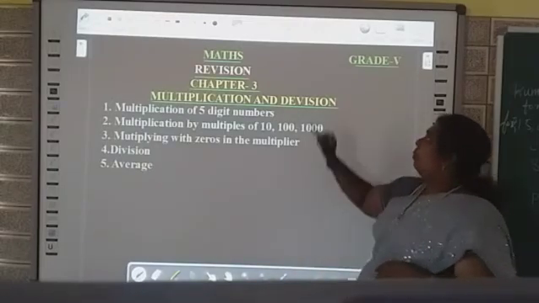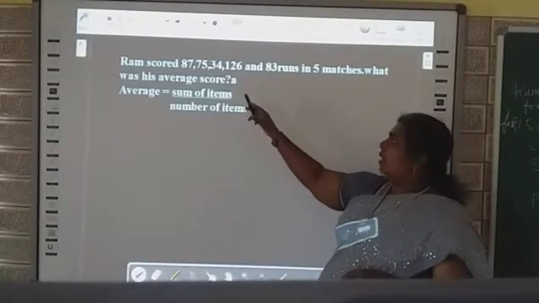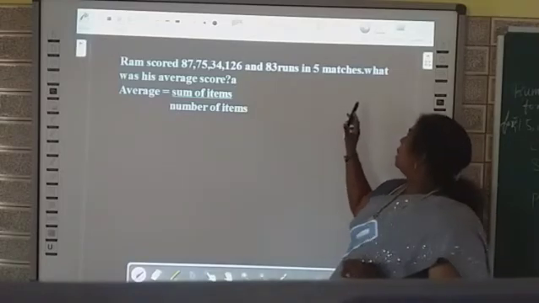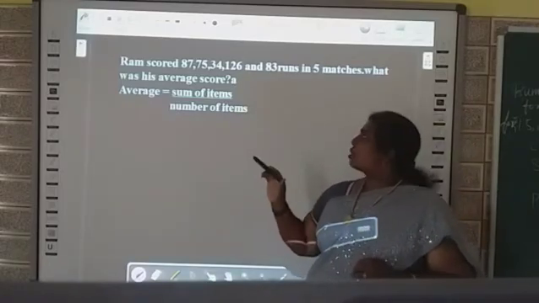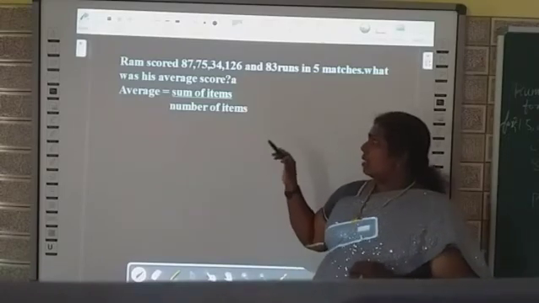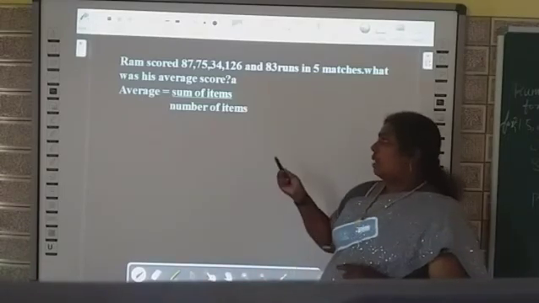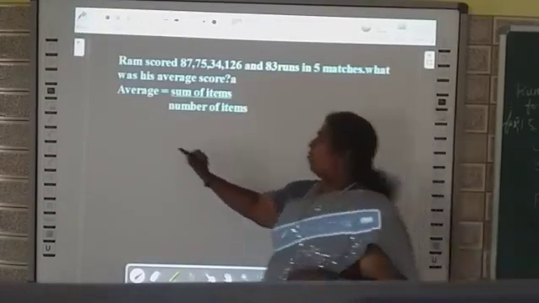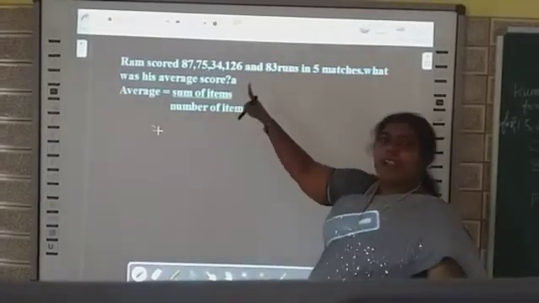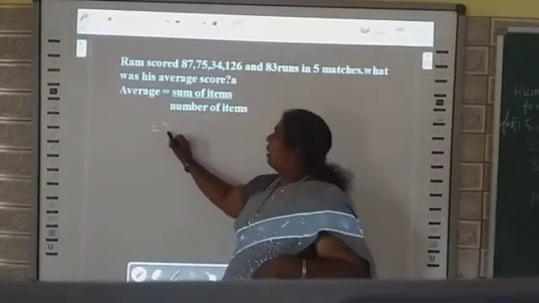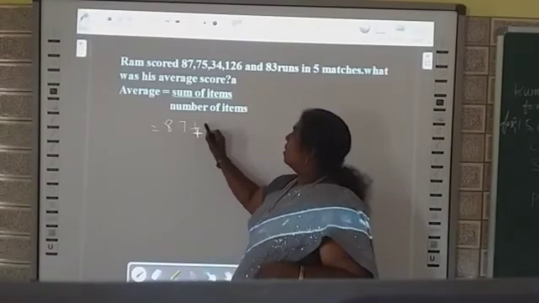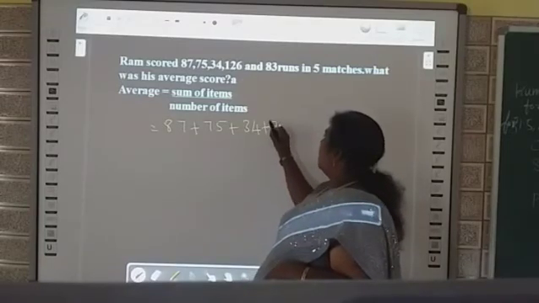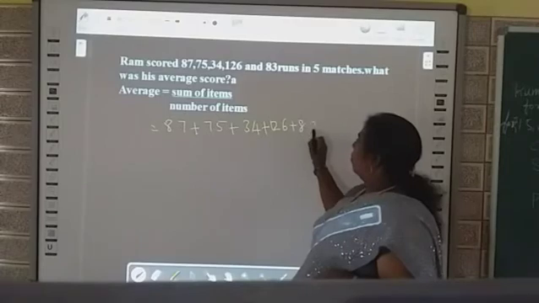Okay. So this is the example. Transport 87, 75, 34, 126 and 83 runs in 5 matches. What was his average score? So the formula is actually average equals sum of items divided by number of items. That means sum of items means you have to add all the values. Okay. 87 plus 75 plus 34 plus 126 plus 83.